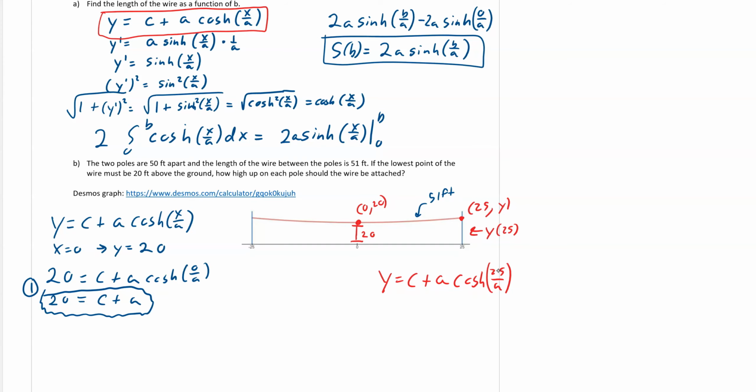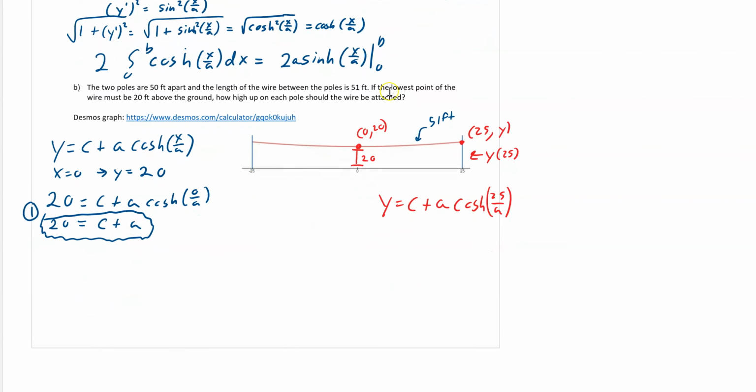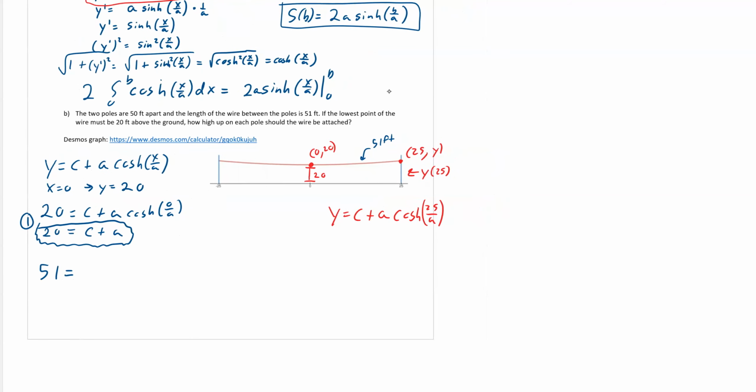Since I used this one, 99% chance we're going to be using this one for it. It says that our length is 51 feet. Yep, there it is. So that's our next equation. So 51 is equal to our arc length, so 2a sinh b over a. So there's our equation. And so we can just plug this into our calculator and find out where they intersect, and that'll give us the value.